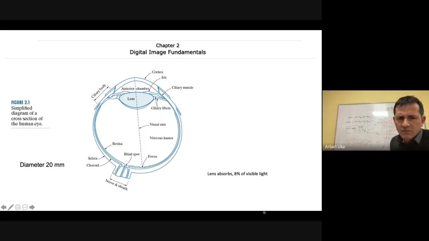The human eye has the construction as shown here, and we have a lens. The lens absorbs the light that goes through, and this lens absorbs around 8% of visible light. Actually, I don't remember what spectrum it absorbs, but it could be very useful if the lens absorbs the ultraviolet light, because UV is dangerous for our health, and UV is absorbed most of the time by glass.